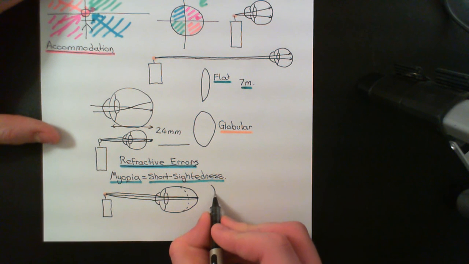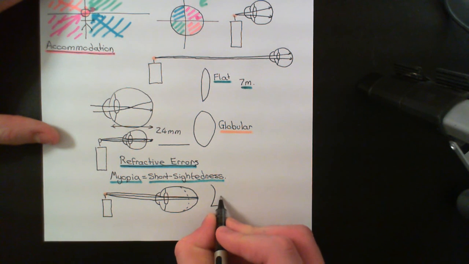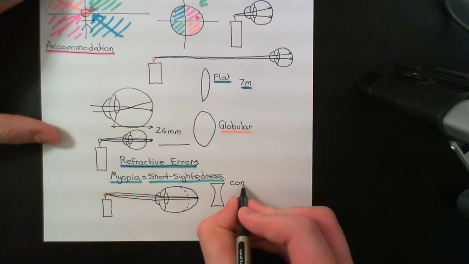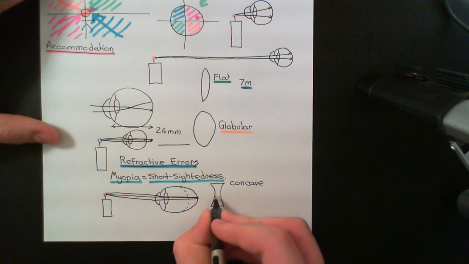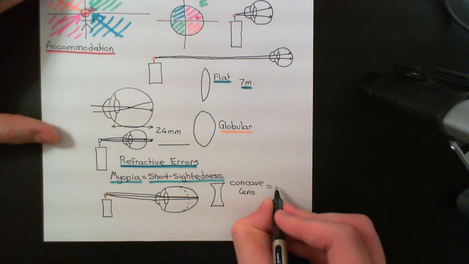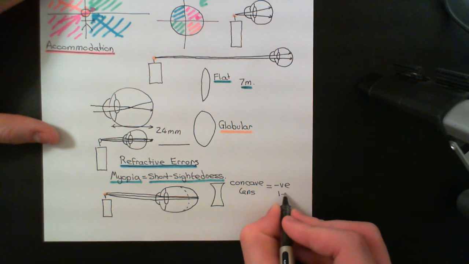And for this reason we give them convex lenses. So, not convex lenses, concave lenses. So lenses that look like this, concave lenses, also called negative lenses.